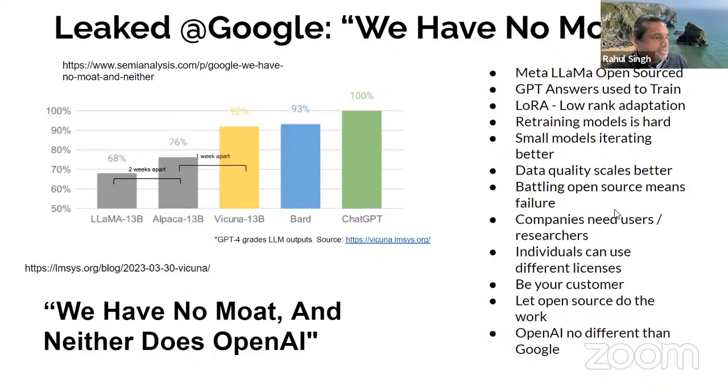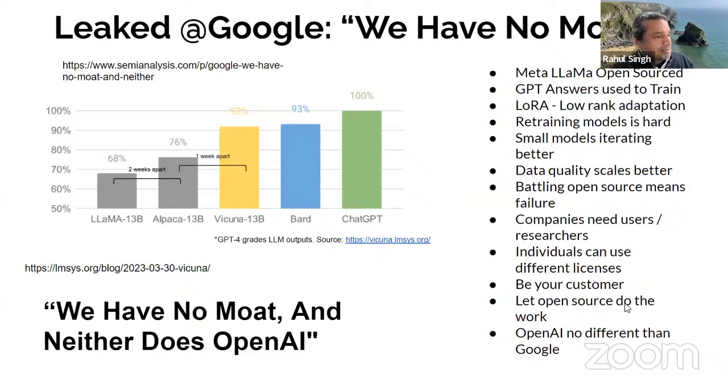Individuals can use different licenses. So, as I've said, lots of researchers, lots of people that were tinkering with it, were able to do cool stuff, and they get good fame and notoriety for doing it. They don't necessarily get paid for it, but now they know how to fine-tune a model, right? And you can do it too.